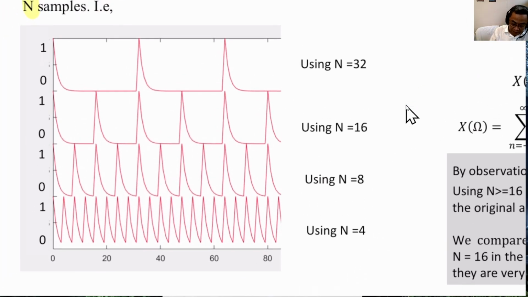In this example, we repeat the sequence every 32 samples. In this, we repeat it every 16 samples, and 8. And you'll see that as the number of samples becomes less, it doesn't go to 0 before it repeats. So it doesn't basically reflect the actual characteristic of the original x[n]. And when we use 4, it's even worse. It didn't even go to 0, which is here.